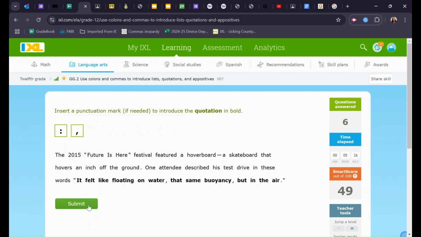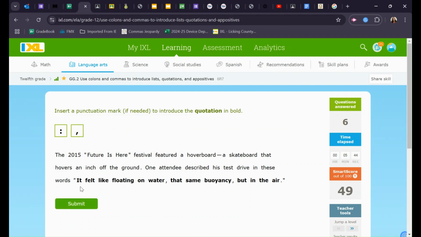The 2015 Future is Here festival featured a hoverboard, a skateboard that hovers an inch off the ground. One attendee described his test drive in these words. Let me read that again with better emphasis. One attendee described his test drive in these words. It felt like floating on water, that same buoyancy, but in the air.